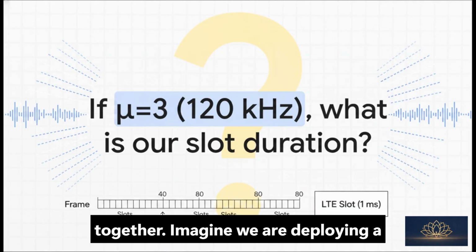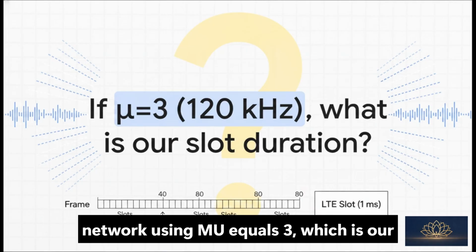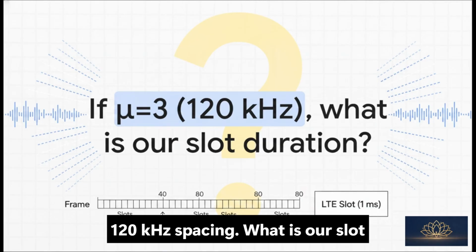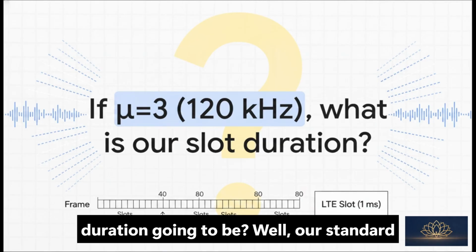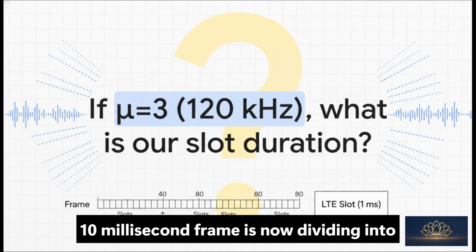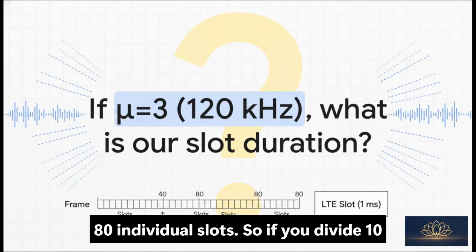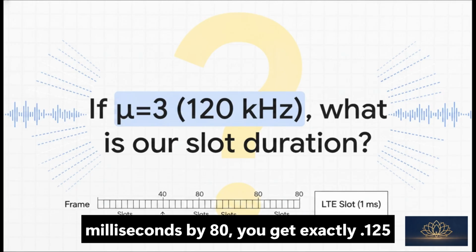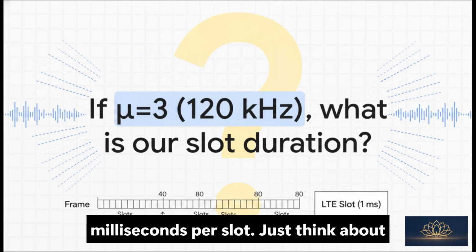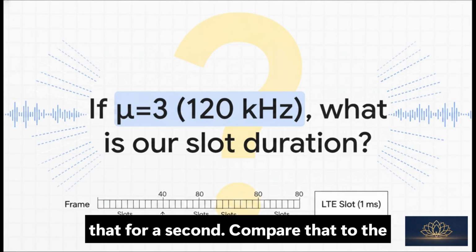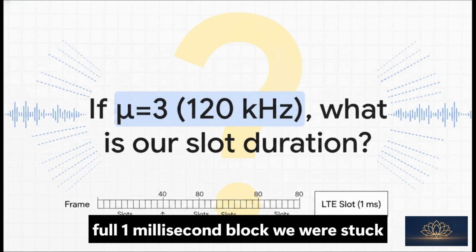Imagine we are deploying a network using mu equals 3, which is our 120 kHz spacing. What is our slot duration going to be? Well, our standard 10 millisecond frame is now dividing into 80 individual slots. So if you divide 10 milliseconds by 80, you get exactly 0.125 milliseconds per slot. Just think about that for a second. Compare that to the full 1 millisecond block we were stuck with in LTE.